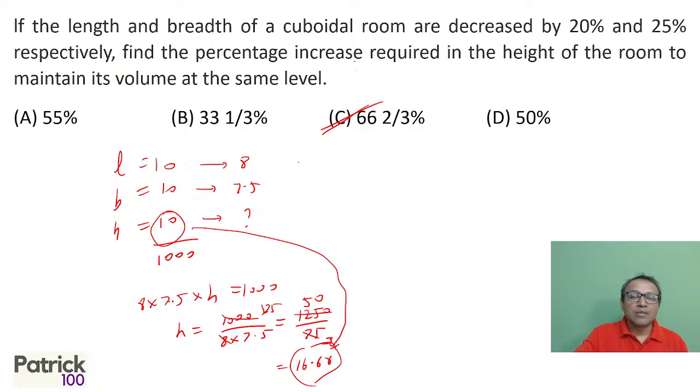You can take length, breadth and height, LBH, or as I said, one good way normally is take numbers. Length 10, breadth 10, height 10, total 1000 volume. This decreases by 20%, 25%, becomes 8 and 7.5. New height, solve it, you get H as 16.66. So from 10 to 16.66 is 66.66% increase. That's the answer you get.